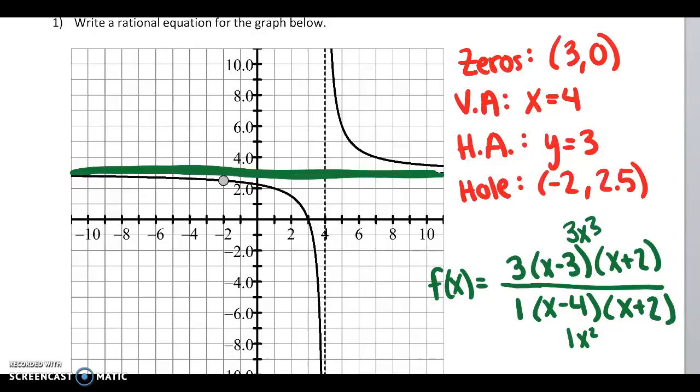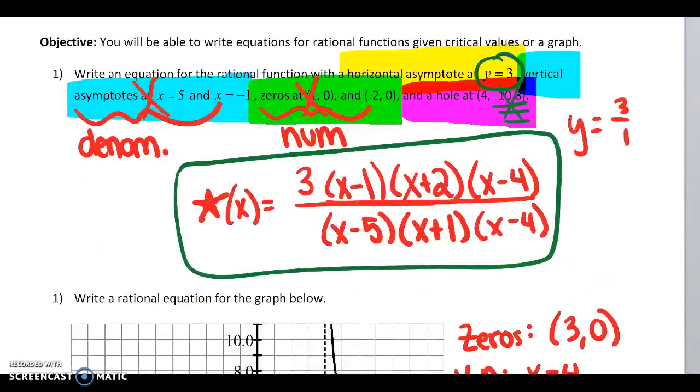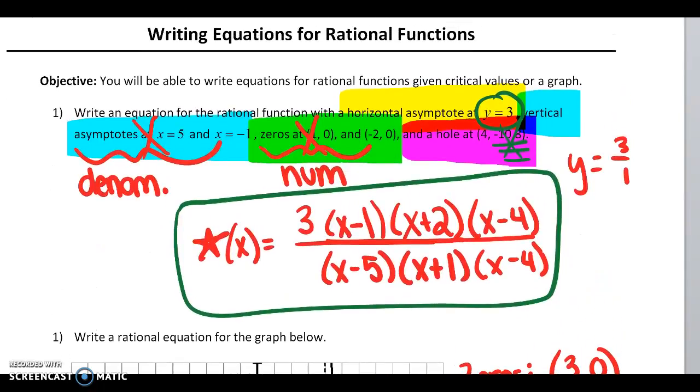So anyways, that is writing equations of rational functions. Essentially, if you understand how to graph, you're just going the opposite way and putting it back in the equation, and this shouldn't be too bad.